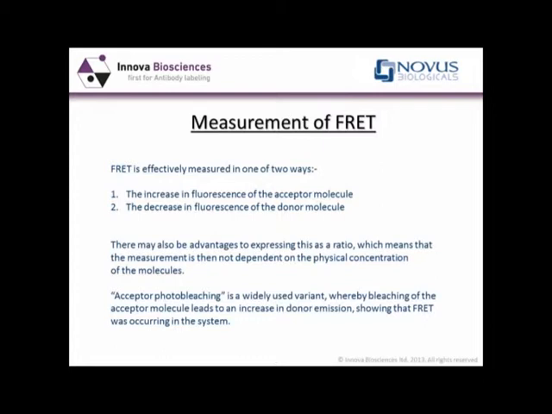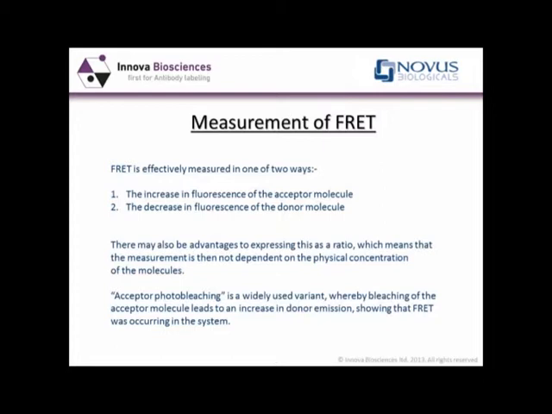FRET itself can be measured in a number of ways, but effectively you're doing one of two things. You're either measuring the increase in fluorescence of the acceptor molecule, or you're measuring the decrease in fluorescence of the donor molecule. The decrease in fluorescence of the donor molecule is simply because the emission of the donor molecule has been taken up by the acceptor molecule, and therefore you don't see that as an emission event.